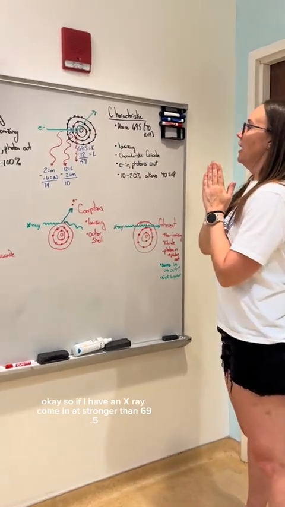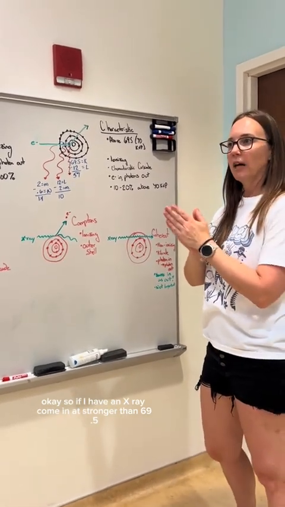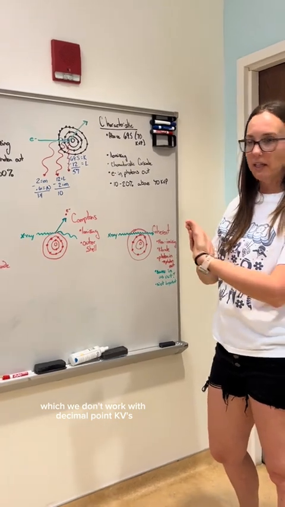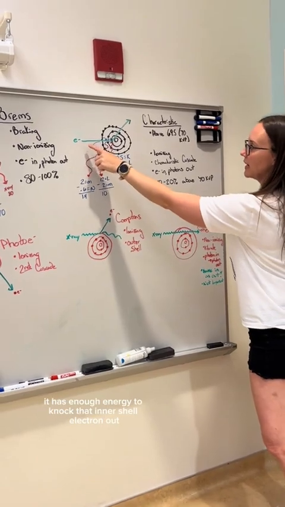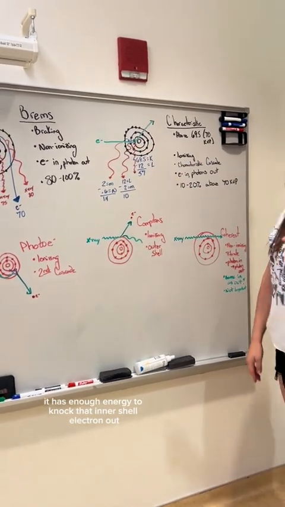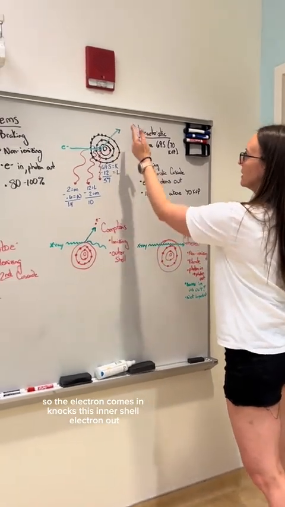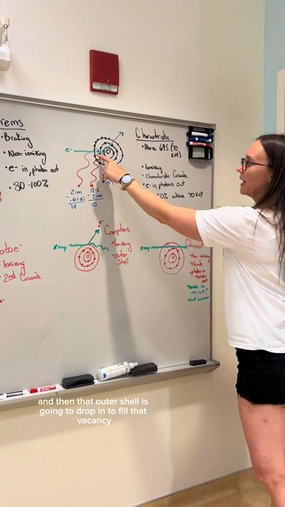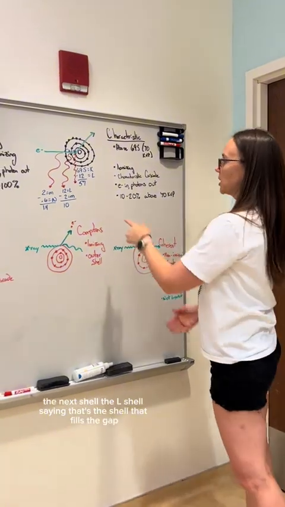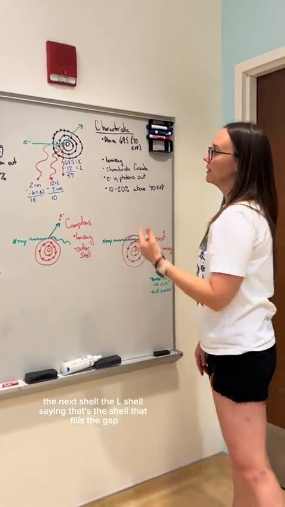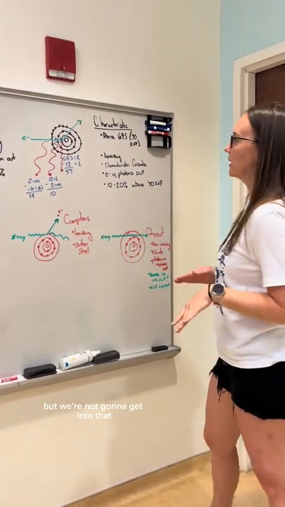So if I have an X-ray come in at stronger than 69.5, which we don't work with decimal point kVs, that means that if it comes in at 70 kVp, it has enough energy to knock that inner shell electron out. So the electron comes in, knocks this inner shell electron out, and then that outer shell is going to drop in to fill that vacancy. The next shell, the L shell, is the shell that fills the gap, it can't actually skip and be one of these other shells, but we're not going to get into that.